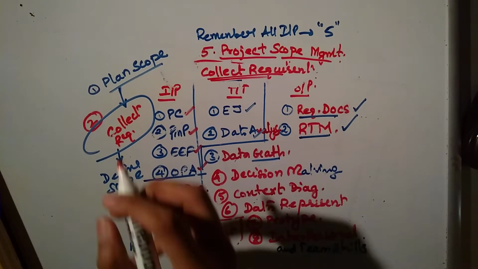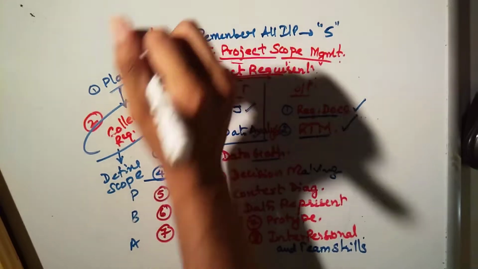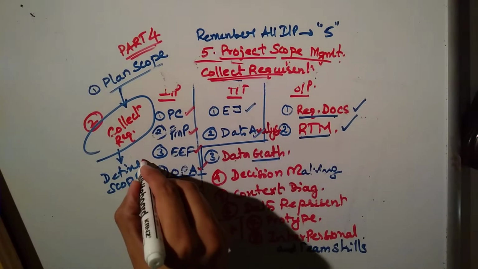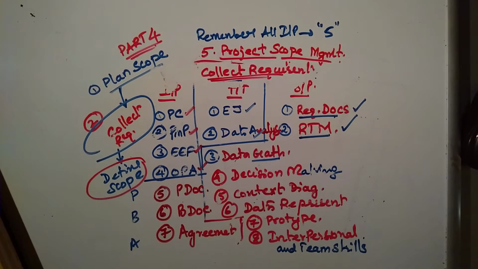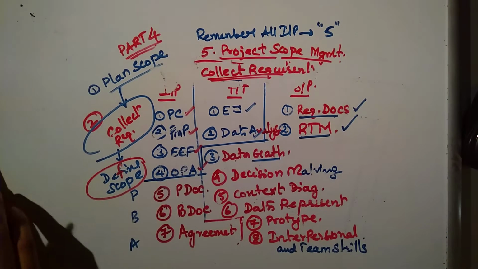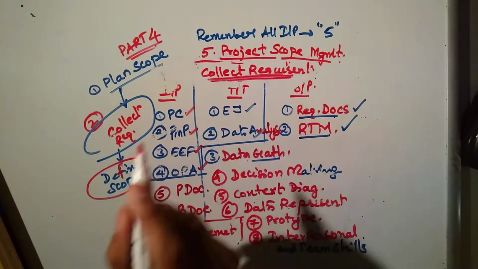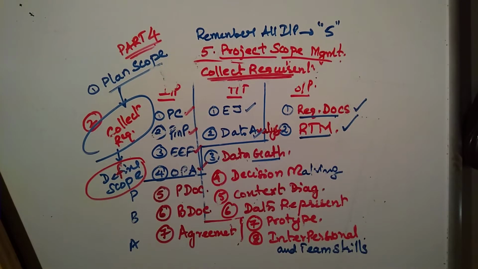Okay, now this is part 4. Part 4 means what? We are going to know the tools and techniques, inputs and outputs for this process, define scope. In the previous class we learned how to do collect requirements, all the inputs, tools and techniques. If you understood that one, half the story is over.